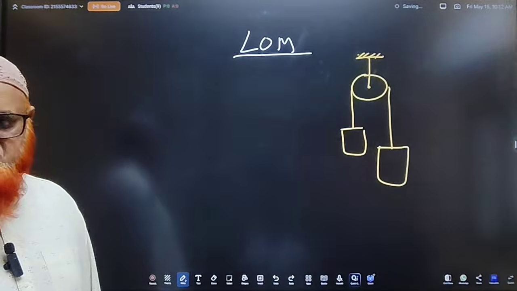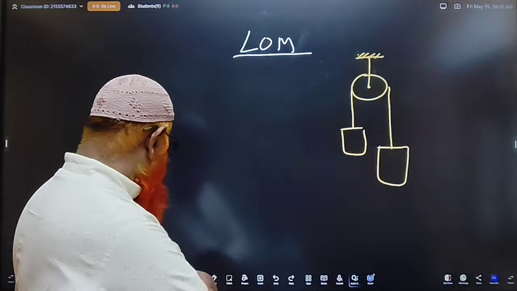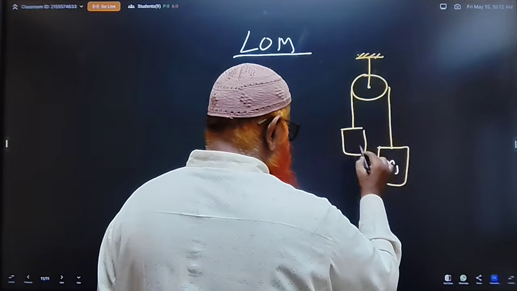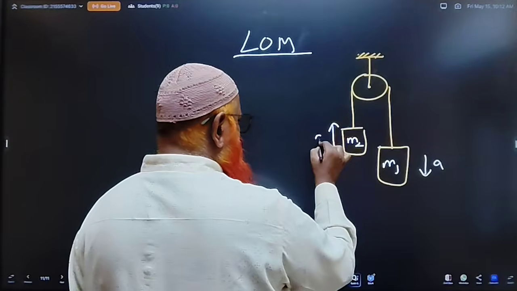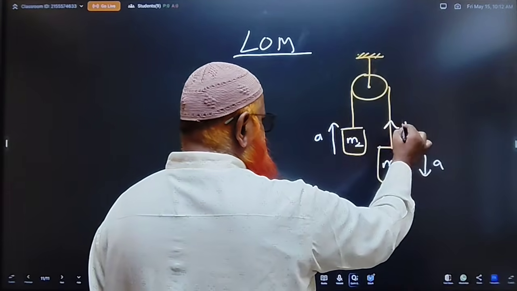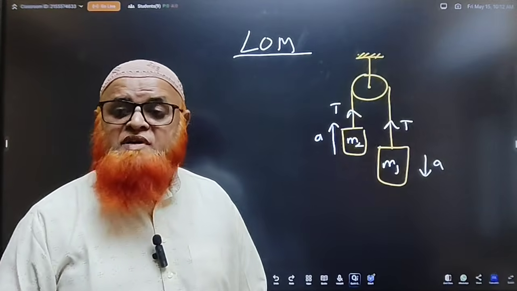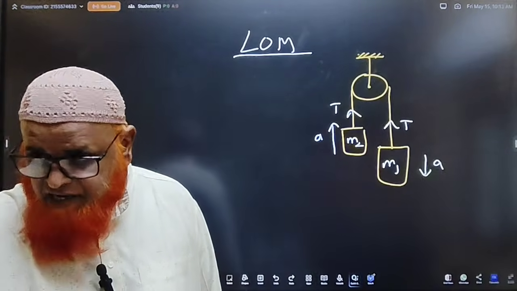This is called as an Atwood's machine, in which there is a pulley and there are two masses hanging here, isn't it? This is mass m1, this is mass m2. This will come down with an acceleration a, this will move up with an acceleration a. Here the tension is going to be same in both the cases. Sometimes he'll ask you to find out an acceleration, sometimes he'll ask you to find out the tension.